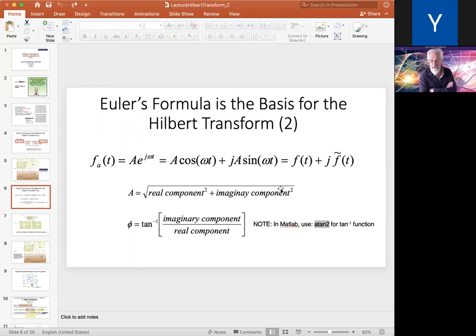Just as a practical side comment, if we are going to do this in Matlab to simulate what's going on in this situation, we use the Matlab command atan2, not atan, because atan does not give you the phase for all 4 quadrants, whereas atan2 does that. So you will see that if we use the inverse tangent function in Matlab, we will use this atan2 function.